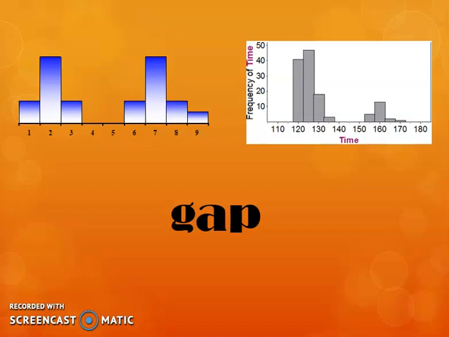Same thing on the right. The graph on the right, there's a gap between, I don't know, maybe 138 to 152. So we don't skip that information, we leave a gap. A gap is an area where the frequency is 0.